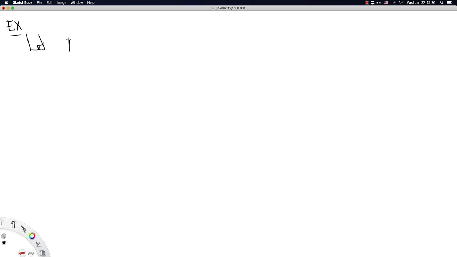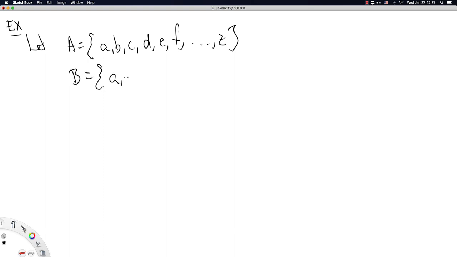Let A equal the set of all English letters in the alphabet. You can see I'm just going to use the dot, dot, dot to represent all the letters in between F and Z. We're going to let B just be the vowels, A, E, I, O, and U.